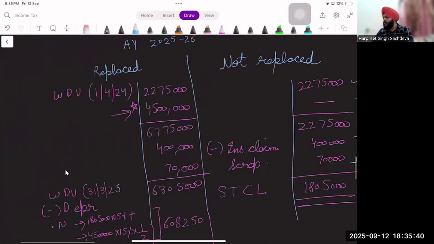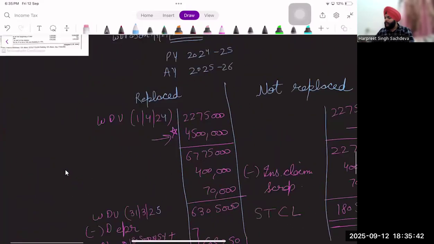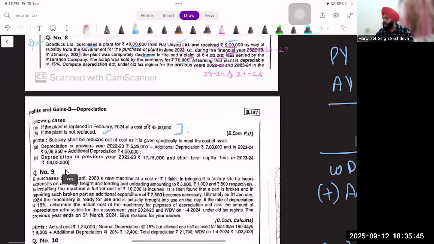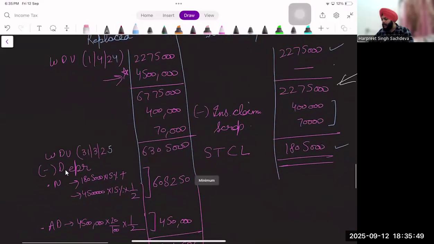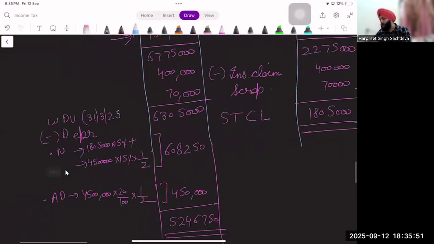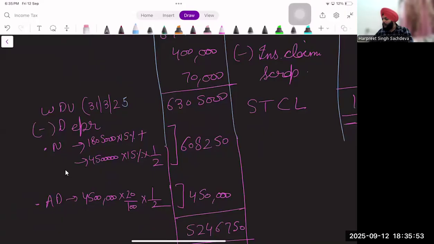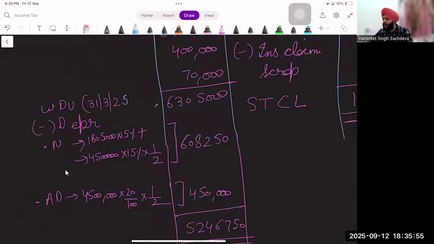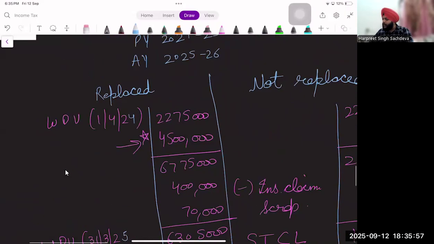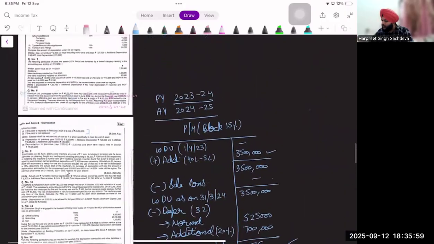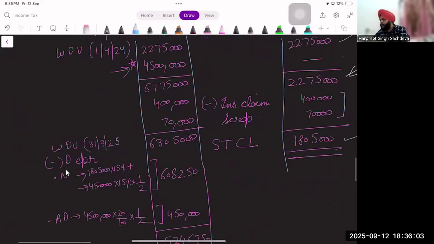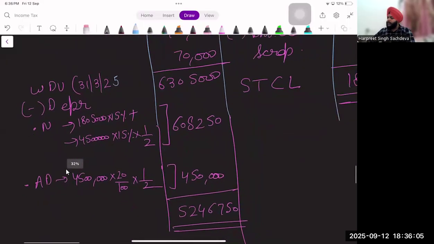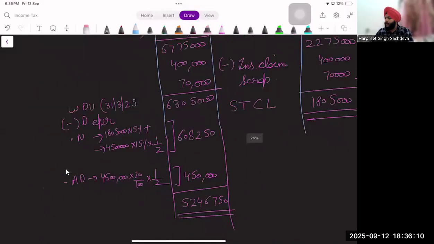And now the question says if we replace that for rupees 45 lakh, then the same concept we just read applies: additions of 45 lakh come in and the block will continue. Now you'll depreciate 63 lakh 5,000, but out of that 45 lakh was purchased in February 2024, means there will be a star and the normal and additional depreciation will be half. Clear, Raja? This is the concept.